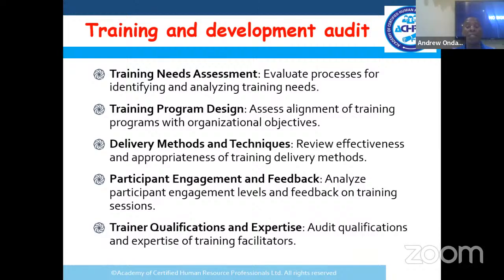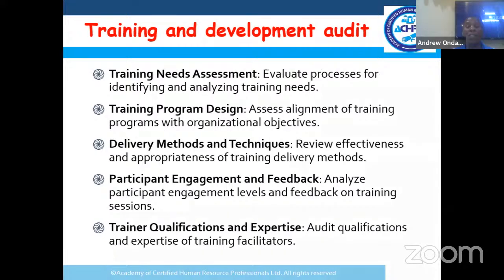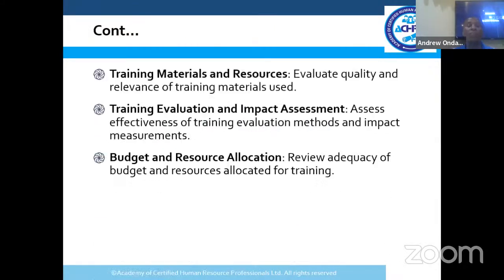So we need to have it right, that the trainers have the right qualifications, because for the trainees to acquire the right skills, the trainers must impart the right skills. In your audit, you look at the background of the trainers and find out whether they are qualified. There are other things that you need to look at during training and development audits. And the other one is training materials and resources.